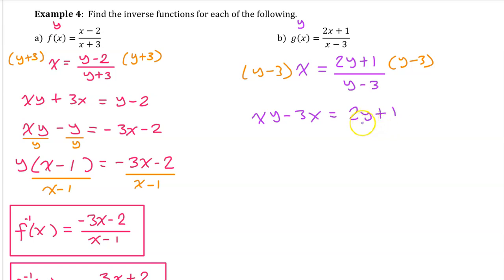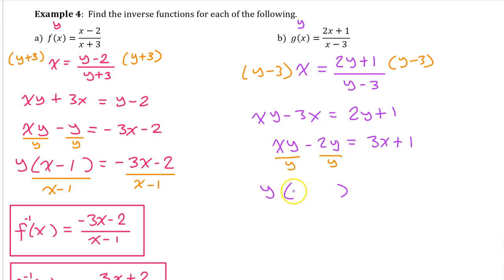I need to get both of the terms that have a y in it on the left-hand side, and this term that does not have a y needs to be on the right-hand side. So I'm going to move this over by subtracting 2y from both sides. And I'm going to move this over by adding 3x to both sides. So I end up with this. The point of getting both of the y terms on the same side is so I can factor that y out and sort of collect it into a single factor. I can figure out what goes on the inside of the parentheses by dividing each of these terms by y.